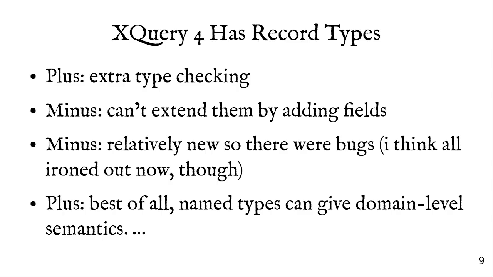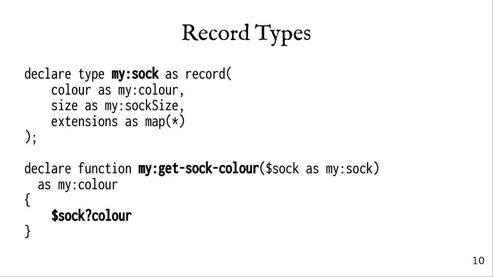I think they're all ironed out now, though, because the BaseX team is so awesome and fabulous. Sometimes it just seems to take them a few milliseconds to fix bugs. It's amazing, and they never sleep. None of them ever sleep, I'm convinced. But the best thing of all about record types is that named types can give domain level semantics. Let's see an example of what I mean.